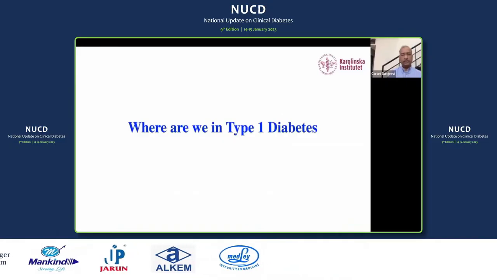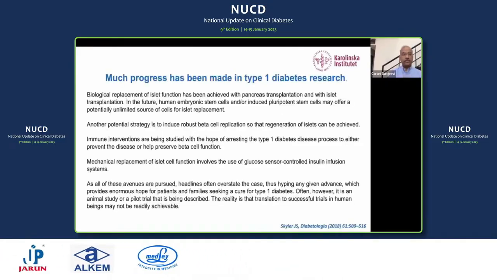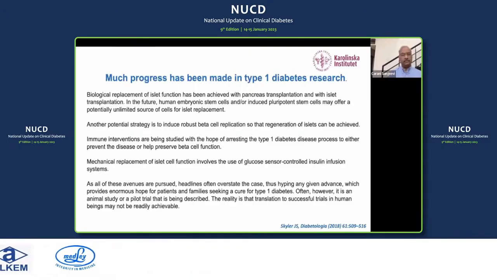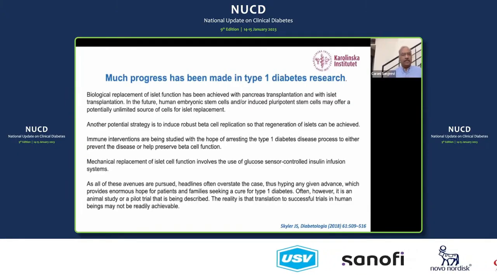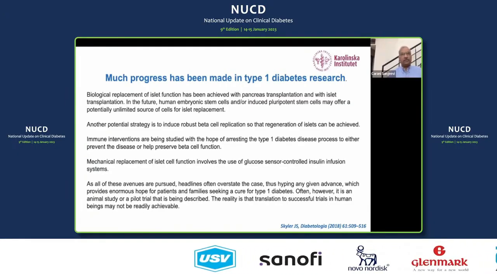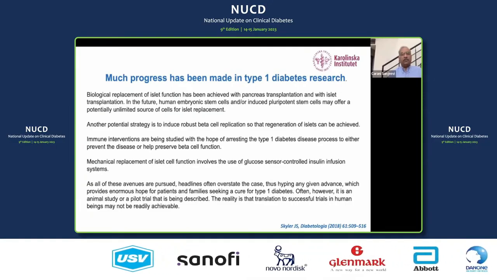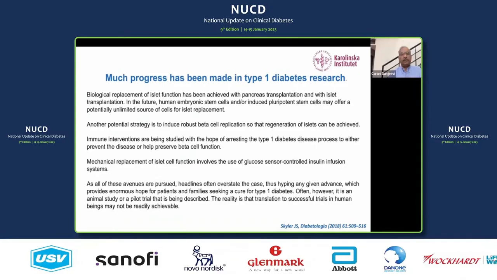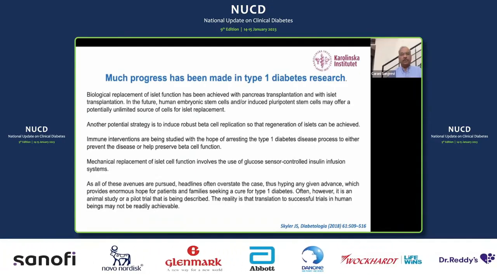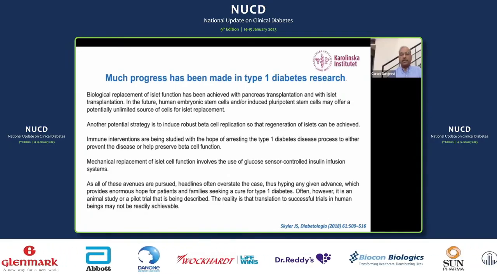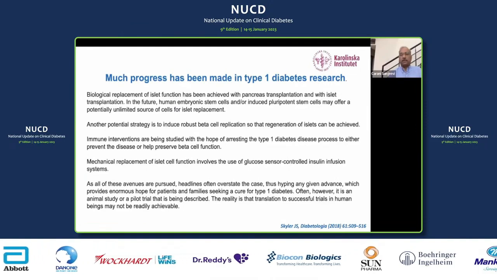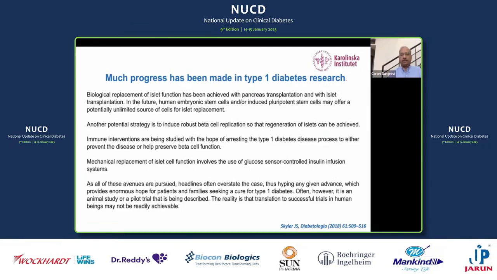So where are we with type 1 diabetes in terms of prediction and in terms of prevention? There has been much progress in this field. One of them is the pancreas transplantation or biological replacement of islet cell functions achieved by pancreas transplantation with islet transplantation. So the islet transplantation is a very interesting area. Either you can harvest islets from cadaver donors from their pancreases, or we can have stem cells developing into insulin-producing beta cells. These stem cells could come from human embryonic stem cells, or it could come from cells that have been stimulated, the pluripotent stem cells, through a technique called induced pluripotent stem cells.